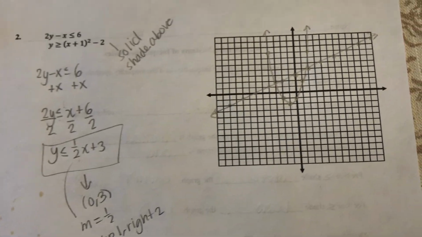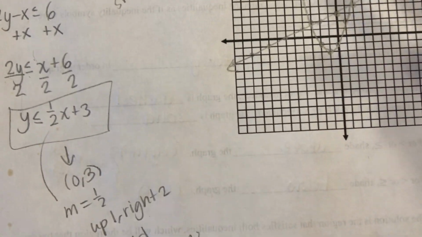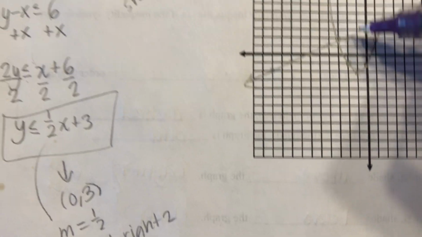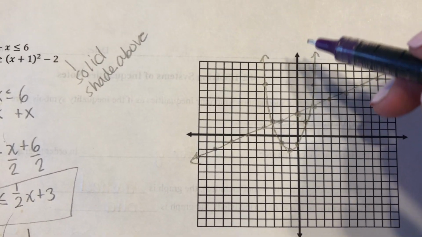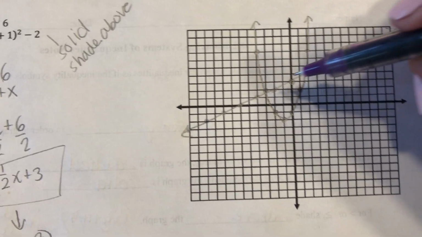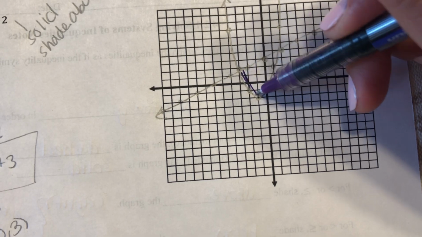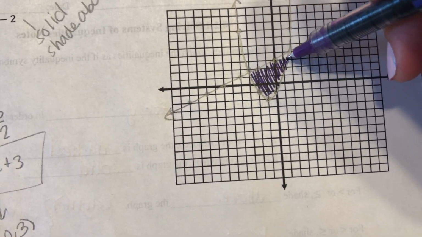So if I'm shading above the parabola but below the line, let's see ahead of time. I'm going to do purple. Above the parabola, but below the line. Well, the only region that has both above the parabola and below the line is just this right here. So that's my solution region.